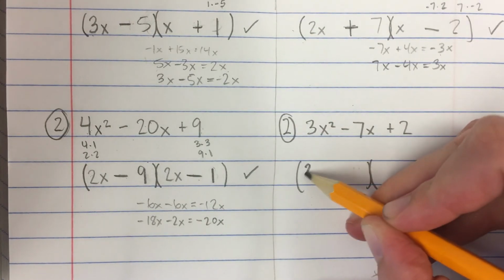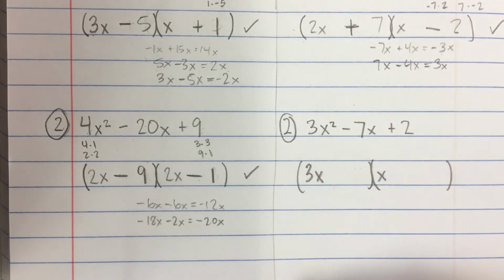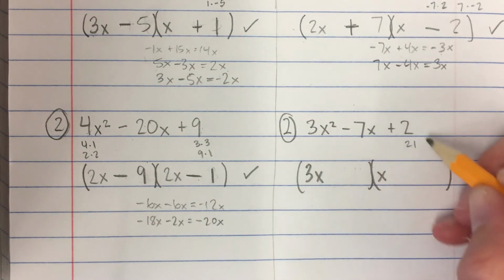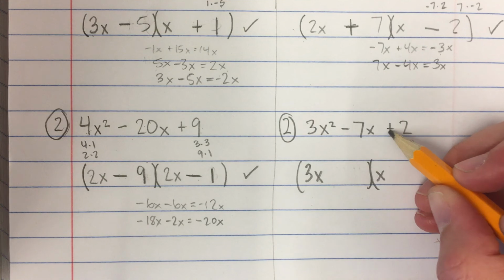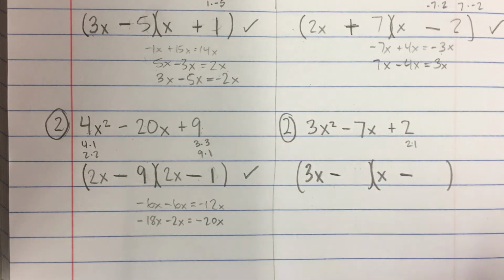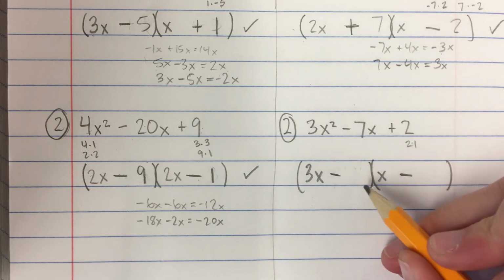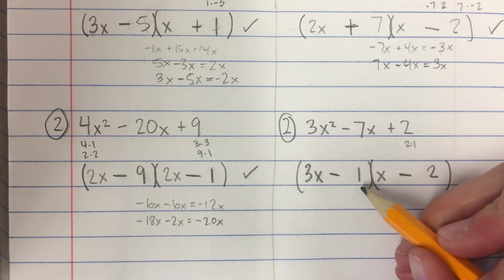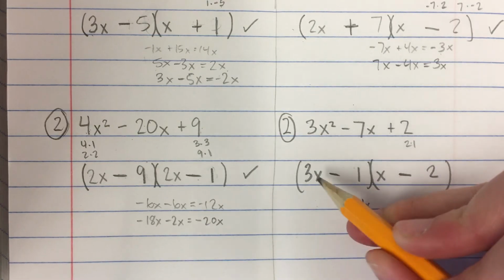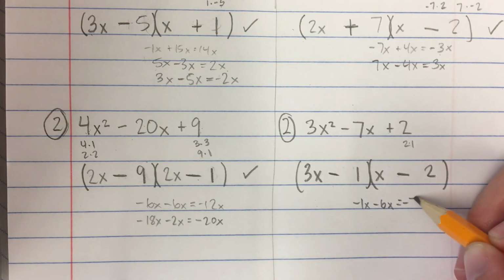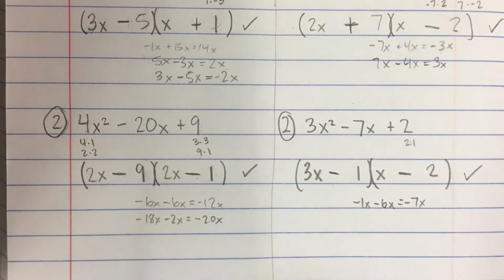Okay, 3, only possibilities are 3 and 1 here. And 2, the only possibilities are 2 and 1, right? And I see that these multiply to be a positive, add to be a negative. Only one way to do that, okay? Let's just see if I get lucky here. There's only 2 possibilities. It could be 2, 1 or 1, 2. Let's start with 1, 2 and see how we do. So this is negative 1x, and this is 3x times negative 2 is negative 6x. That's negative 7x, and that's the answer. Hopefully that's what you got.